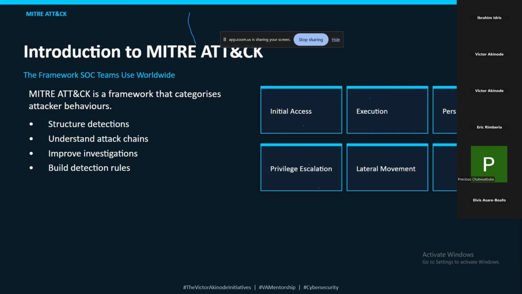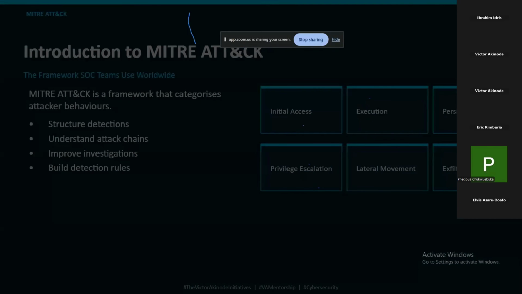The literal movement, trying to move from one system to another, or from one server to another, or from one network to another in a particular organization. And then we have exfiltration, which is exfiltrating data, or whatever it is they're exfiltrating, right? So these are the phases, this is the MITRE ATT&CK framework, right?